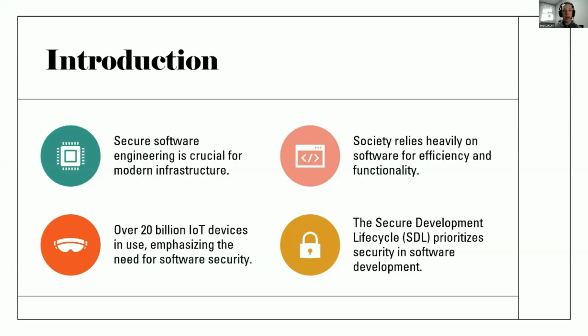So to begin, secure software engineering is essential to contemporary infrastructure. Most of the luxuries and efficiency of the modern world can be attributed to the safe construction and operation of software and code. Society, as we know it today, would fail without software. There are over 20 billion Internet of Things devices, or devices that can transmit data over the internet, as of 2019. Such a precedent requires the software utilized by the masses to be secure, and a response was needed. Thus, the secure development lifecycle was born.